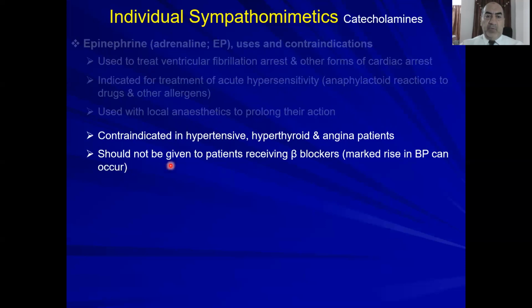It should not be given to patients receiving beta blockers. As we said, the effect of adrenaline on blood vessels, on alpha receptors causes vasoconstriction, on beta receptors causes vasodilation. If you block the vasodilating effect of adrenaline by propranolol or any beta blocker, the only remaining effect on blood vessels will be exerted by its effect on alpha-1 receptors, which will cause a severe increase in peripheral resistance associated with a marked rise in blood pressure.